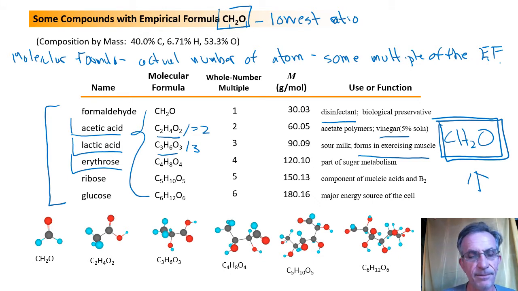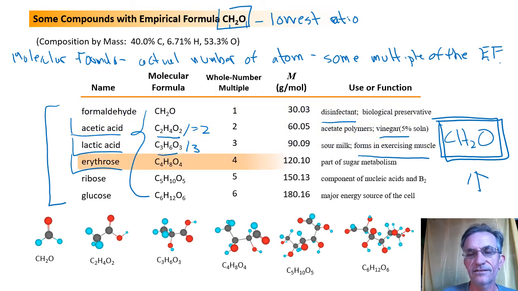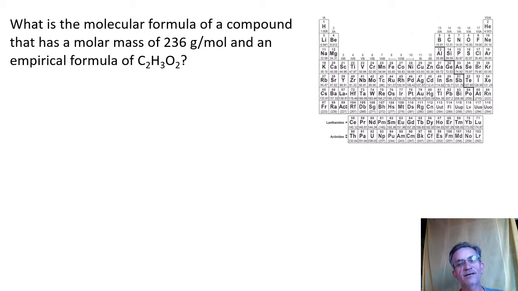All right, for an example, we'll just go through it. Now we'll get to our example. There we go. What is the molecular formula of a compound if it has a molar mass of 236 grams per mole and an empirical formula of C2H3O2? What is the molecular formula of a compound that has a molar mass of 236 grams per mole and an empirical formula of C2H3O2?